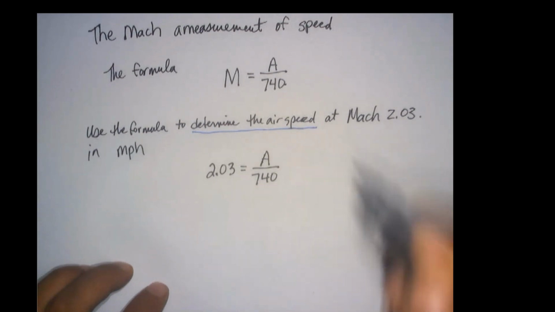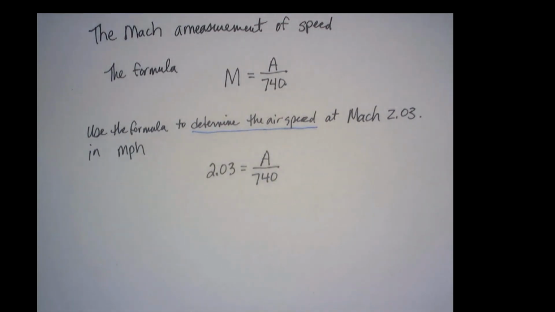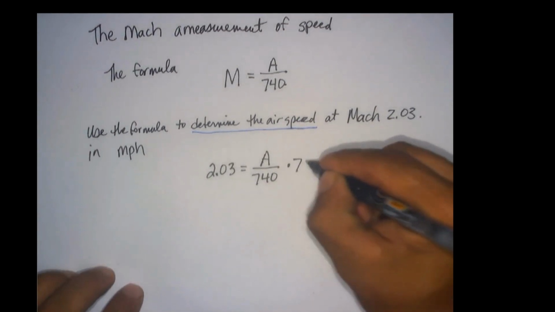Is that a linear equation? Yes, because A is in the numerator. All right, so how do we solve it? You multiply each side by 740. Multiply both sides by 740. Very good.